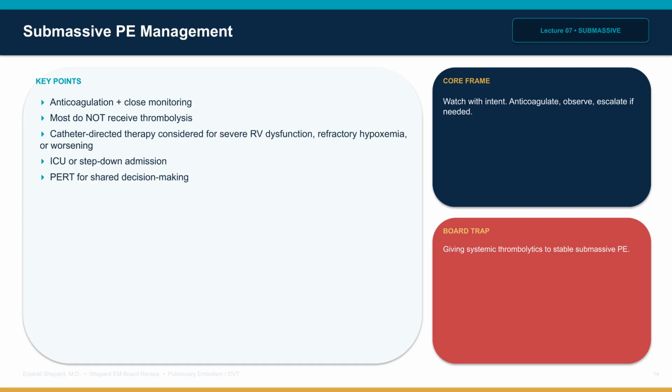Submassive PE is anticoagulation with close monitoring. Most patients do not receive thrombolysis, but deterioration changes the plan. Catheter-directed thrombolysis or mechanical thrombectomy may be considered for selected patients with severe right ventricular dysfunction, refractory hypoxemia, or worsening clinical status. ICU or step-down admission is appropriate. The board concept is that submassive PE is a watching with intent disease. Anticoagulate, observe, escalate if needed.